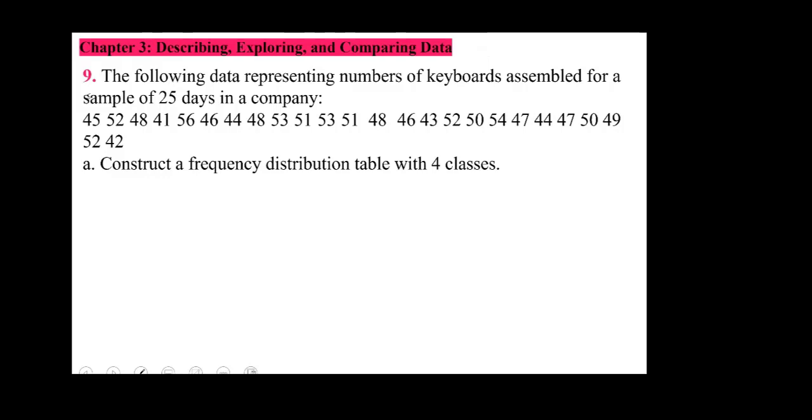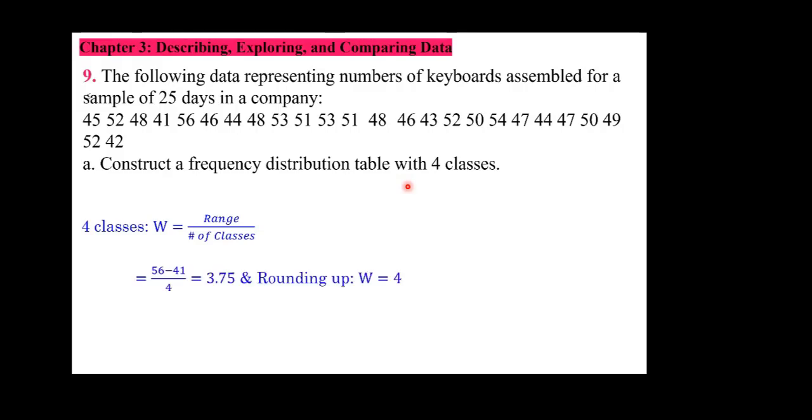The following data represents numbers of keyboards assembled for a sample of 25 days in a company. We want to come up with a frequency distribution table with 4 classes. Remember, the idea of 4 classes is to be able to come up with the width by finding the range and dividing it by the number of classes. So the width is the range divided by the number of classes, and the largest number is 56, the smallest is 41, divided, and this is the number you come up with.